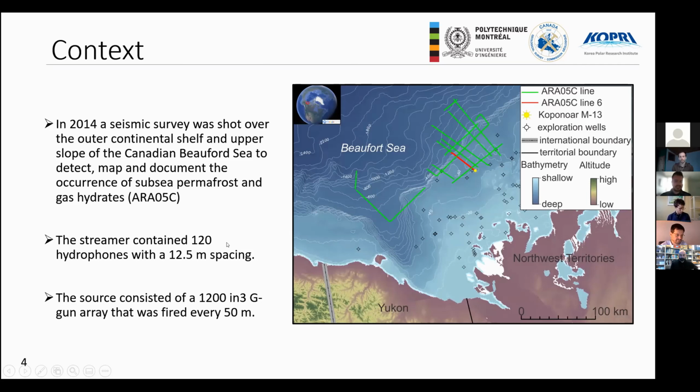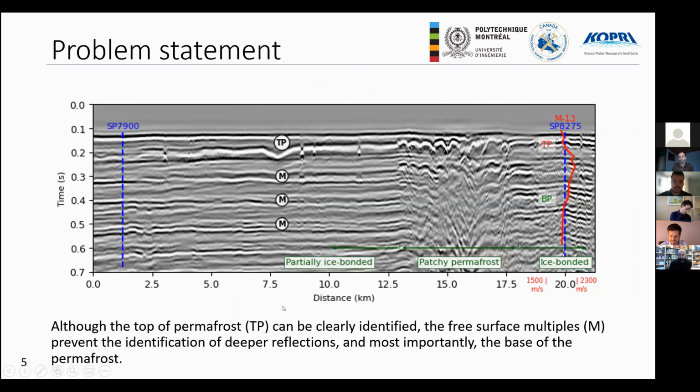About the technical parameters of the survey, we have a streamer that contains 120 hydrophones with 12.5 meter spacing, and the source was a 1200 cubic inch air gun. This is the stacking image. The first thing we can observe from the stacking image is the top of the ocean bottom, and we can also identify the top of the permafrost.